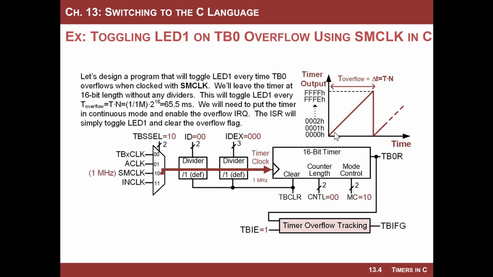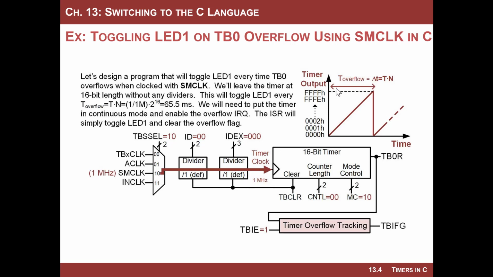So let's do this. I want to set up a timer overflow where we're going to leave the counter in 16-bit mode, and we're going to count from 0000 up to FFFF, and then overflow, and then continue to run. And we are going to clock it with SMCLK, which is 1 megahertz.